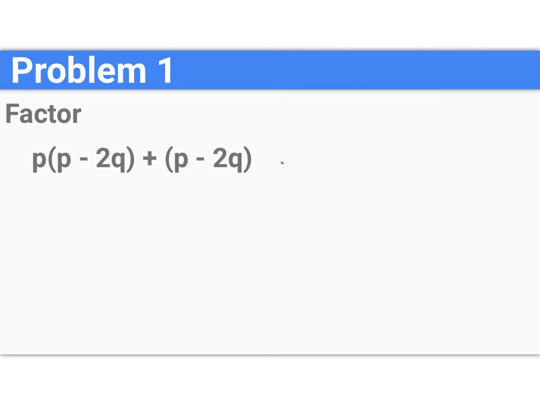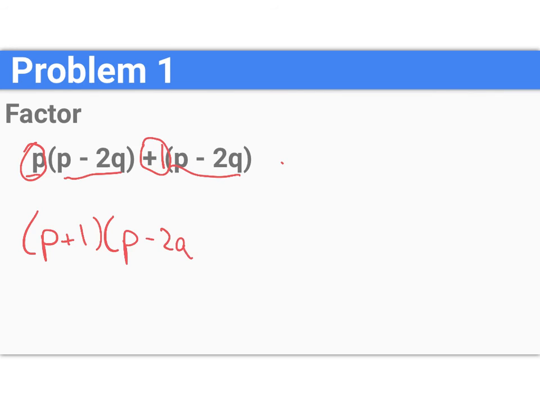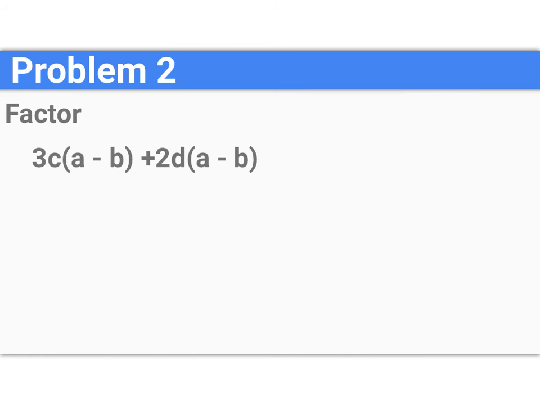Okay, so let's look at our first practice problem here. We see a plus outside of a group. What I want you to do is put the 1 in there, and you can see that P minus 2Q is the same. So if we factor out the P and the plus 1, we get P plus 1, and both of these terms are multiplied to the binomial P minus 2Q. And there you go. And that's your answer.